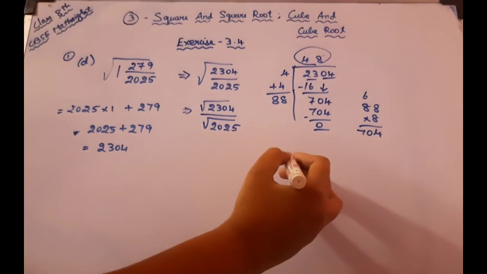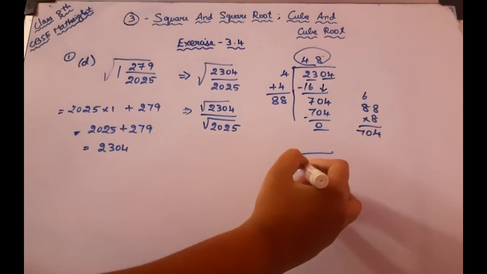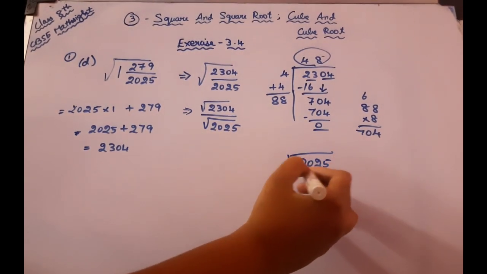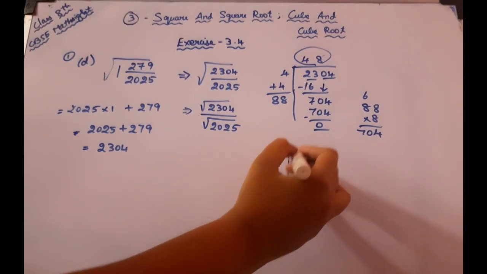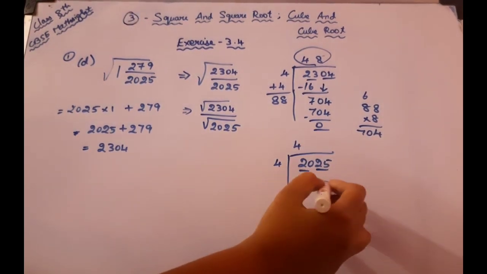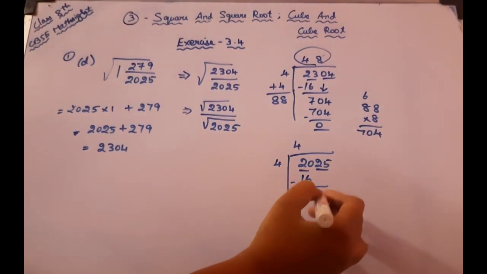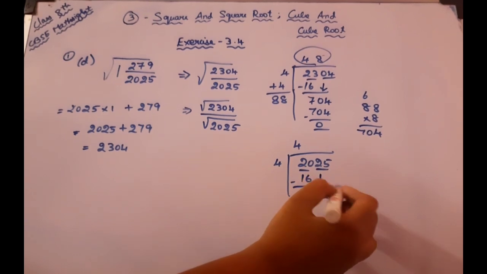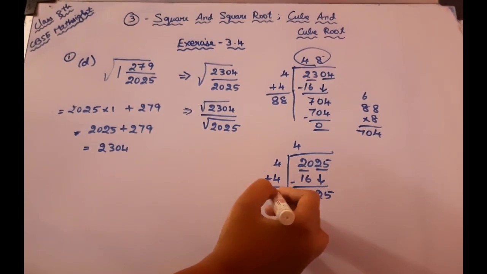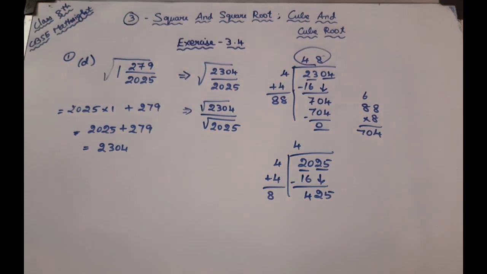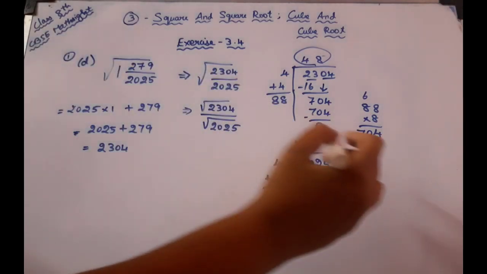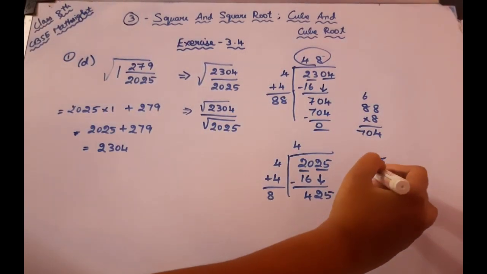Next, we will find the square root value of 2025. So again, we will pair two terms. We can take 4 into 4 is 16. So when we subtract, we get the remainder 4. Next, we have 25. So 4 plus 4, we have 8. So now we can take the next number, which is nearer to 425. So we can take 85 into 5.